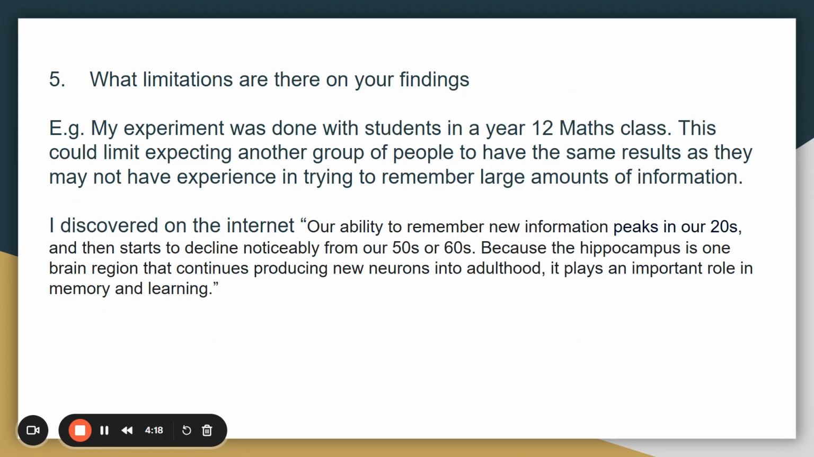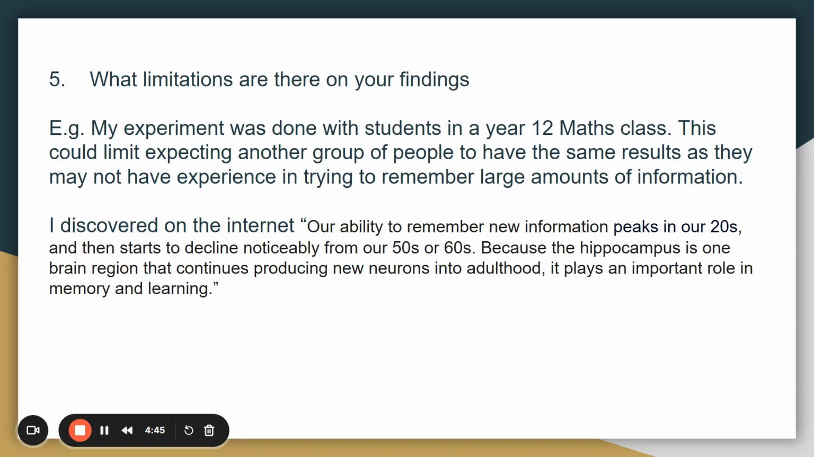The fifth thing, what limitations are there on your findings? So my experiment was done with students in a Year 12 maths class. This could limit expecting another group of people to have the same results, as they may not have the experience in trying to remember large amounts of information. I did a little bit of a Google search and found out that our ability to remember new information peaks in our 20s and then starts to decline in our 50s or 60s.